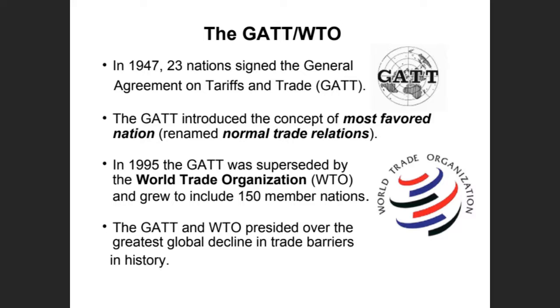The GATT was superseded by the WTO in 1995 and grew to include 150 countries around the world. The organization proved extremely effective and resulted in the greatest global decline in trade barriers in history. So this is the WTO or GATT. The main role of the WTO in international business is to reduce trade and investment barriers and resolve trade disputes. So you need to know why we have the WTO.